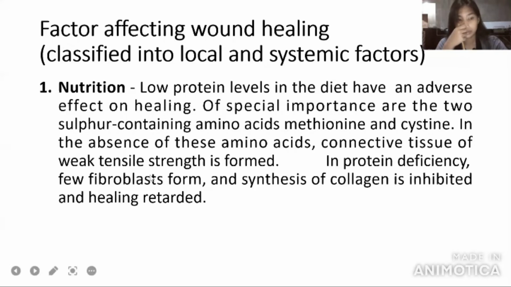Now, moving on to the next important part, we will be discussing the factors affecting wound healing. These are classified into local and systemic factors. In systemic factors, you have nutrition. In nutrition, low protein levels in the diet have an adverse effect on healing. Of special importance are the two sulfur-containing amino acids, methionine and cysteine. In the absence of these amino acids, connective tissue of weak tensile strength is formed. In protein deficiency, few fibroblasts are formed, resulting in retarded healing.